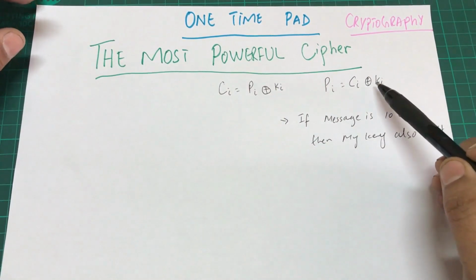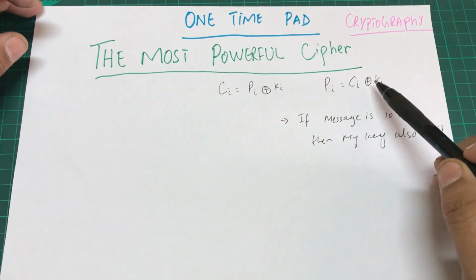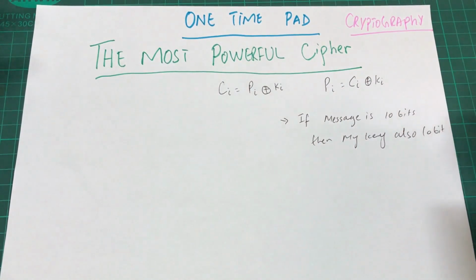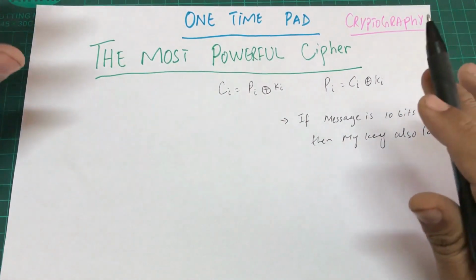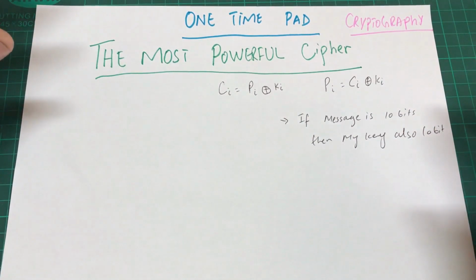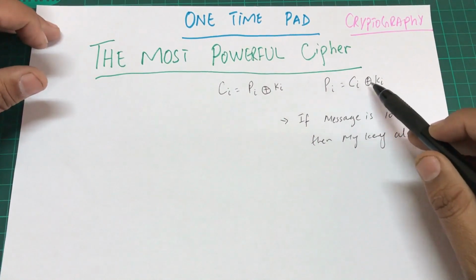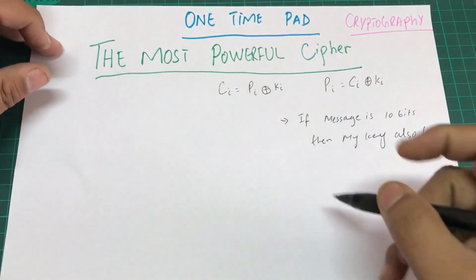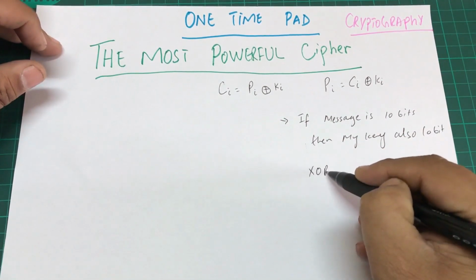Also, you need to remember, here we're using modular 2 arithmetic. Modular 2 arithmetic means addition and subtraction are exactly the same. XOR is the operator that is widely used in cryptography because the output of XOR is random. Why? Let's look at an XOR table.